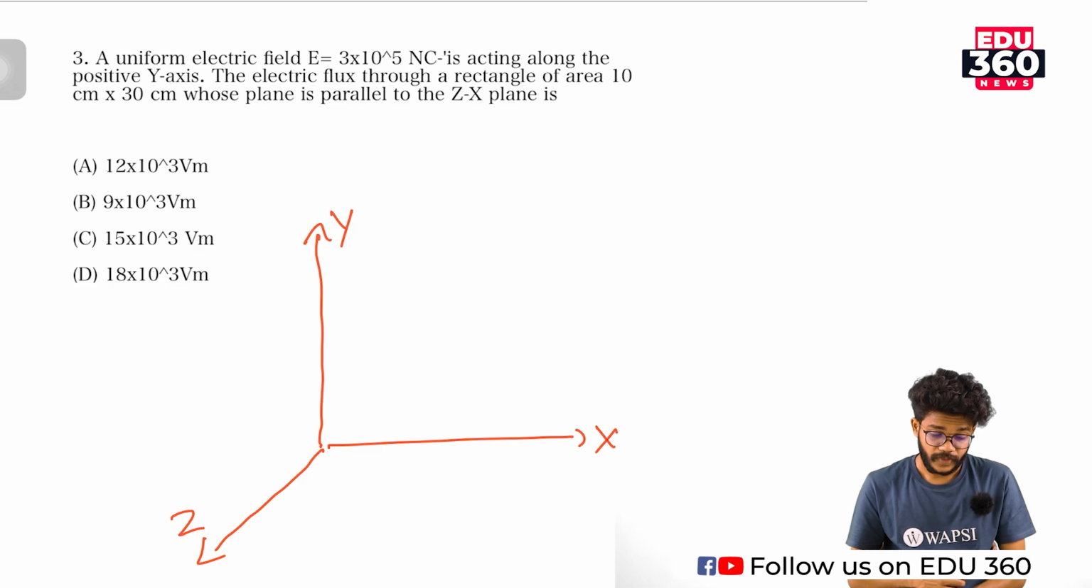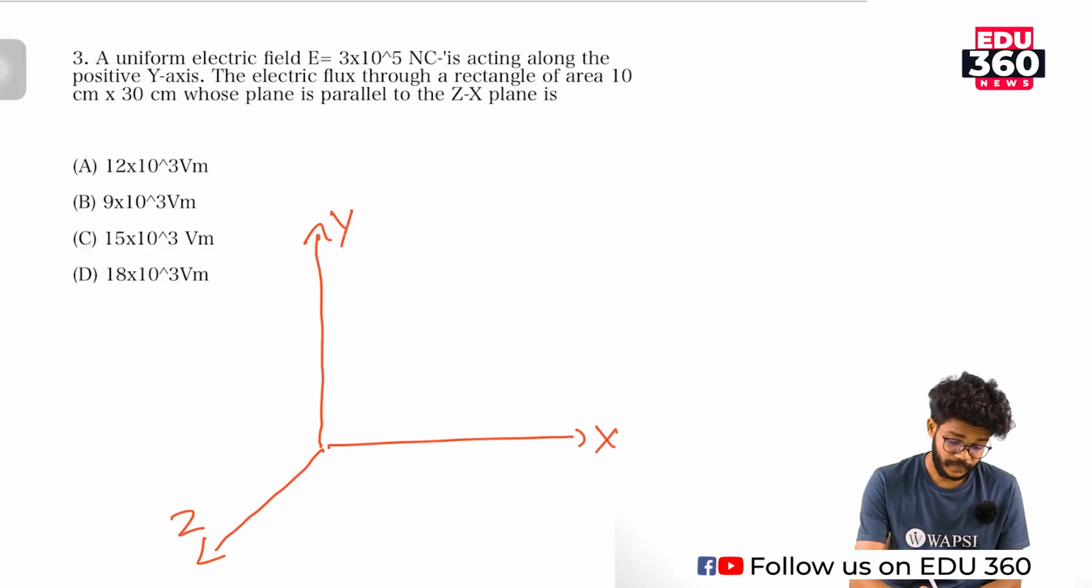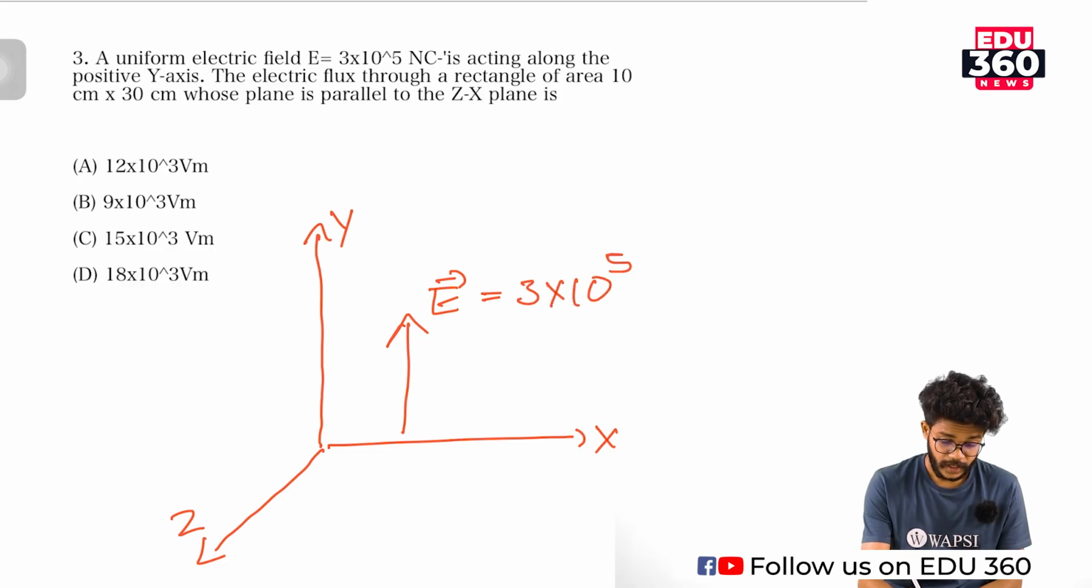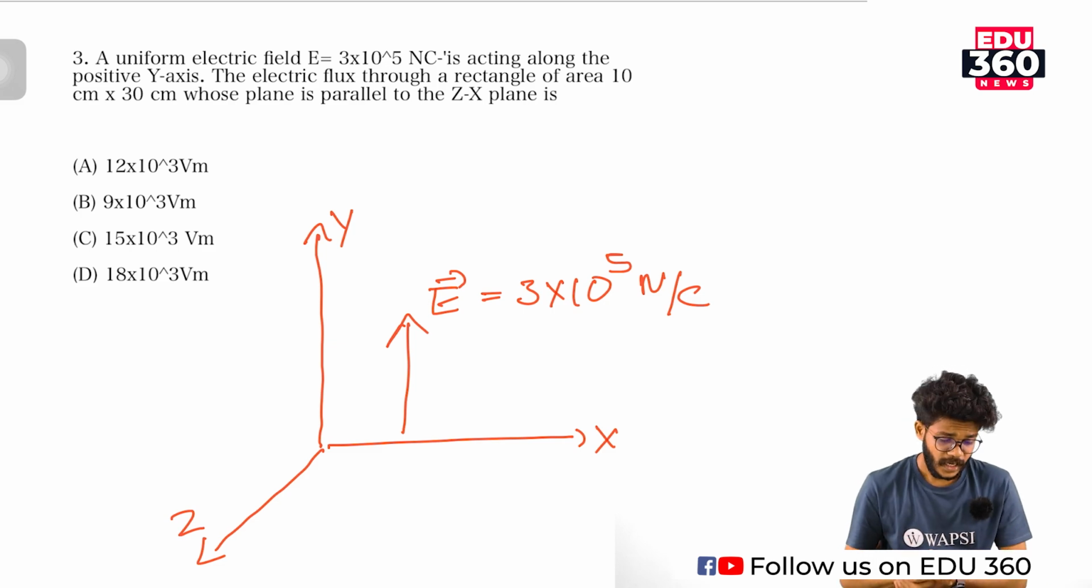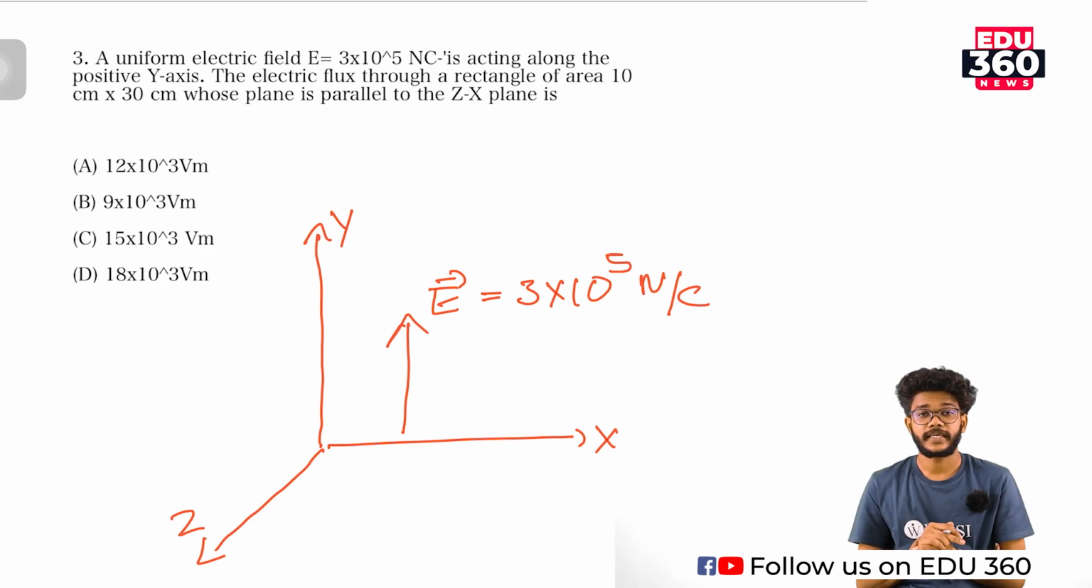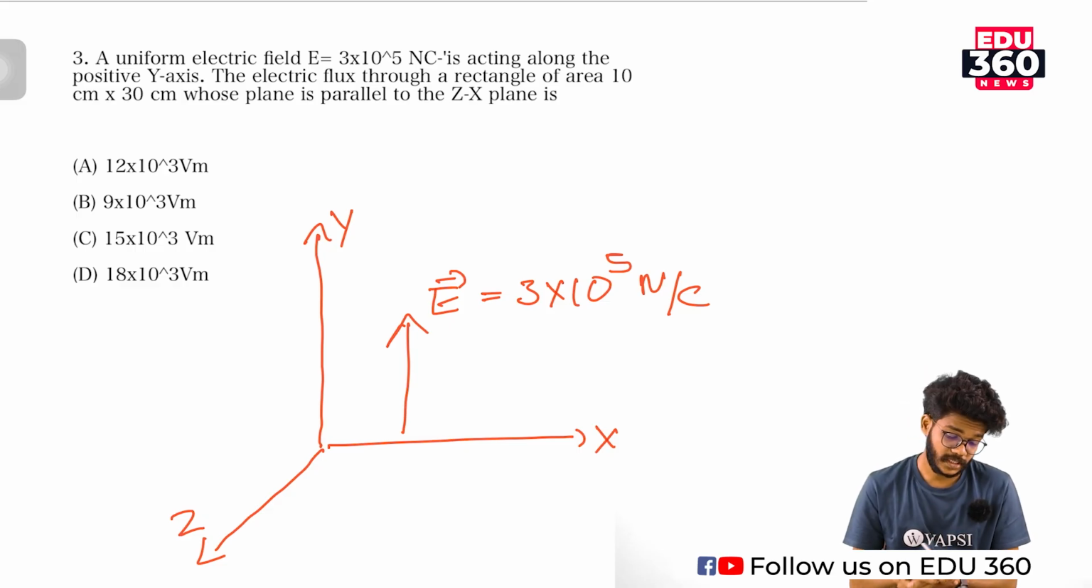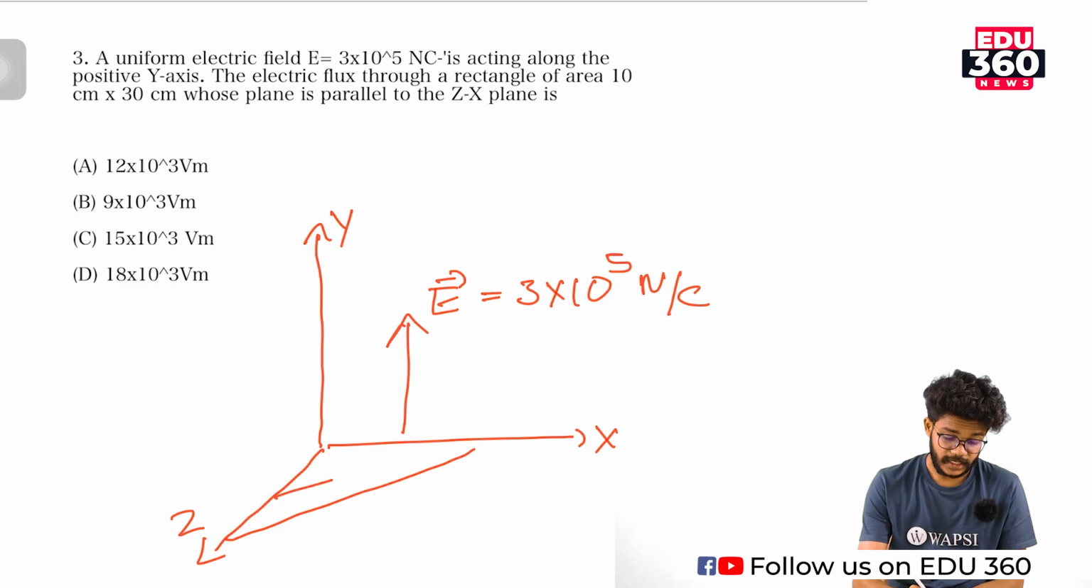The electric flux through a rectangle of area... First we want to mark the direction of the electric field along the y-axis. So this is the electric field, which is given as 3 into 10 raised to 5 newton per coulomb, that means force per charge, along the y-axis. We have to calculate the flux through a rectangle of area 10 centimeter into 13 centimeter, whatever it is, whose plane is parallel to the zx plane. So the zx plane is this.